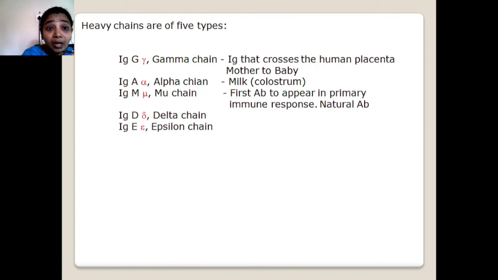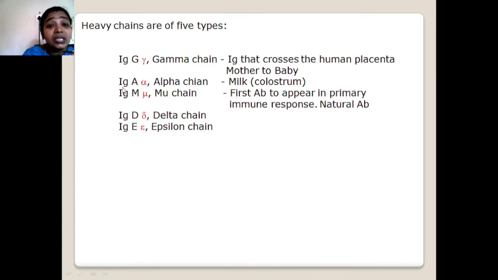Then heavy chains are again classified into 5 types: IgG, IgA, IgM, IgD, IgE. IgG means gamma chain, A means alpha chain, M means mu chain, D means delta chain, E means epsilon chain. When you hear the word IgG, you should recall this is the only immunoglobulin which crosses the human placenta, from mother to baby.